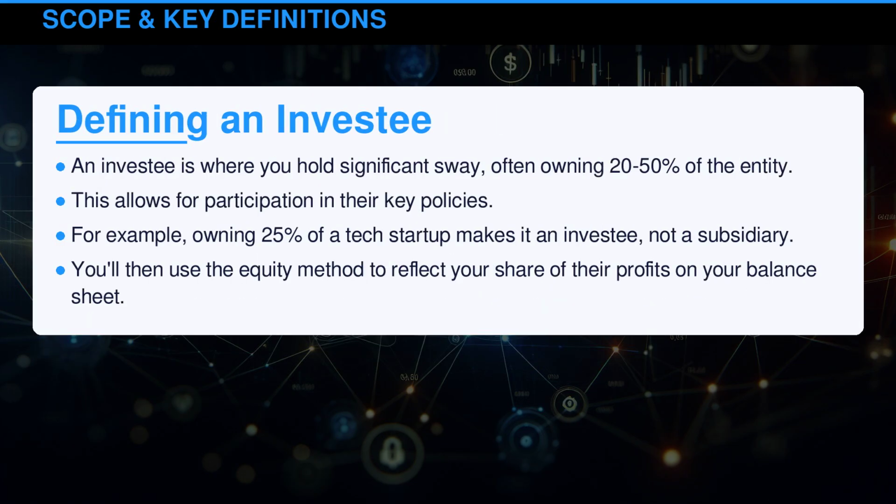An investee is where you hold significant sway, often owning 20 to 50% of the entity. This allows for participation in their key policies. For example, owning 25% of a tech startup makes it an investee, not a subsidiary. You'll then use the equity method to reflect your share of their profits on your balance sheet.